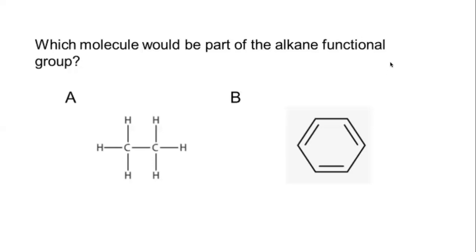So the correct answer would be A, because this is a benzene ring with those three double bonds and the six carbons. This is an alkane functional group because it only has carbon-hydrogen single bonds. This was kind of a trick question. They are all hydrocarbons, but this one has the carbon-hydrogen in a linear fashion, and this is that aromatic group.